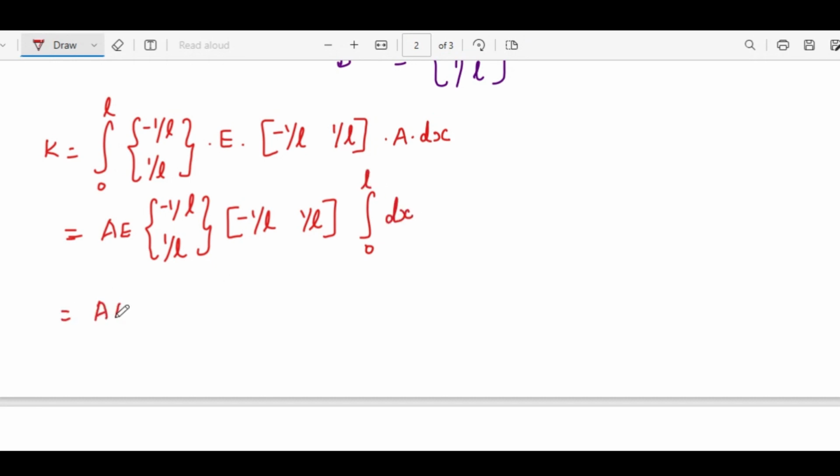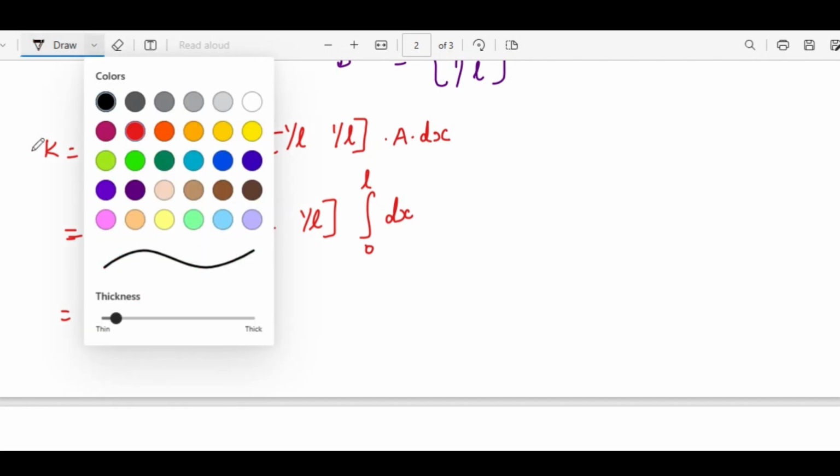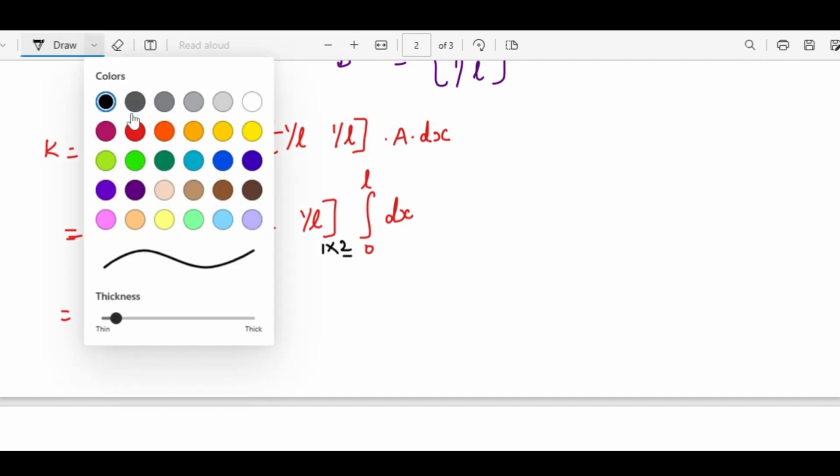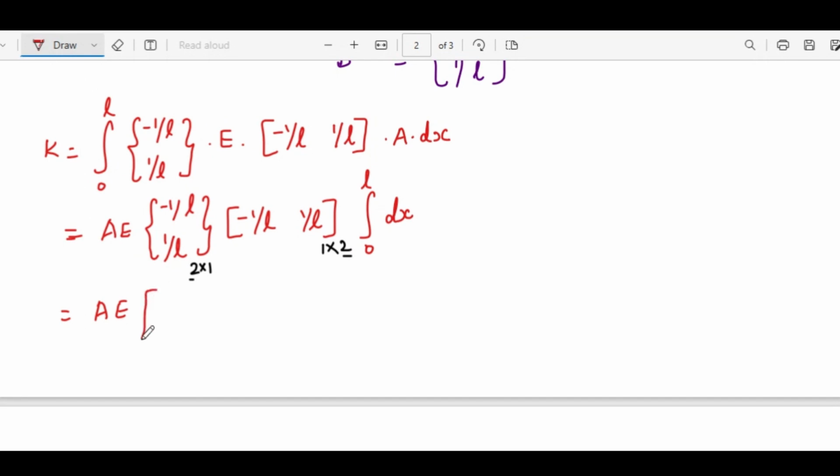Okay, so this one is a 2 cross 1 matrix and this is a 1 cross 2 matrix. If we multiply, we will get a 2 cross 2 matrix. The first term will be 1 by L square, the second term will be minus 1 by L square, the third term will be minus 1 by L square, and the fourth will be 1 by L square. Multiplied by the integral of dx, which is x from 0 to L.